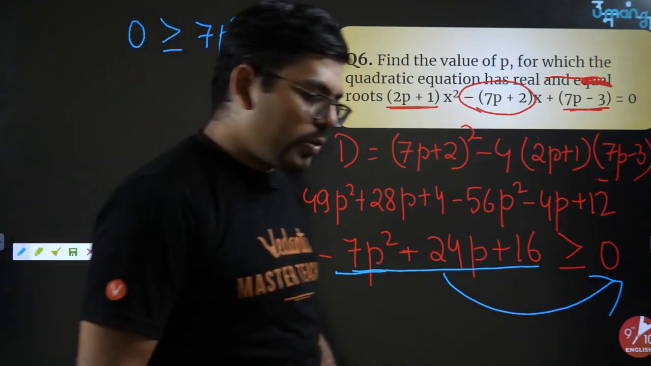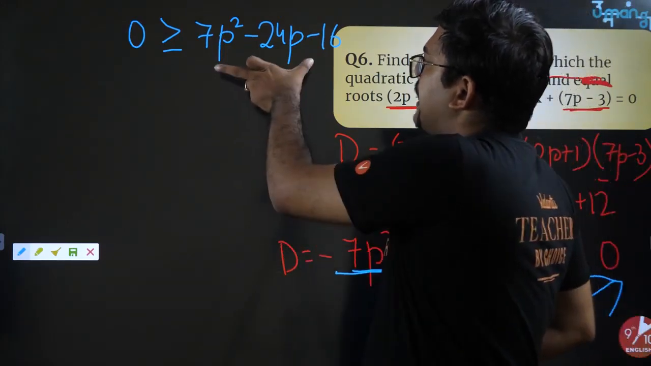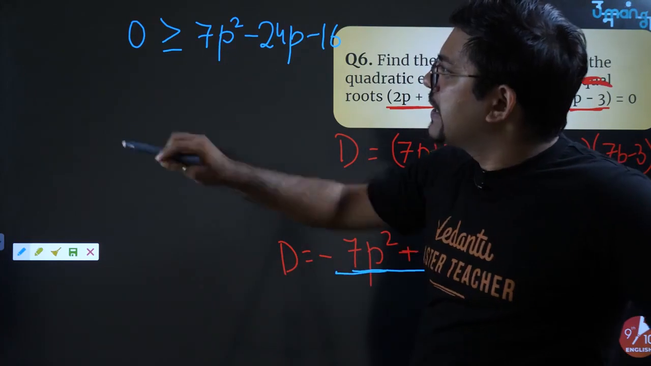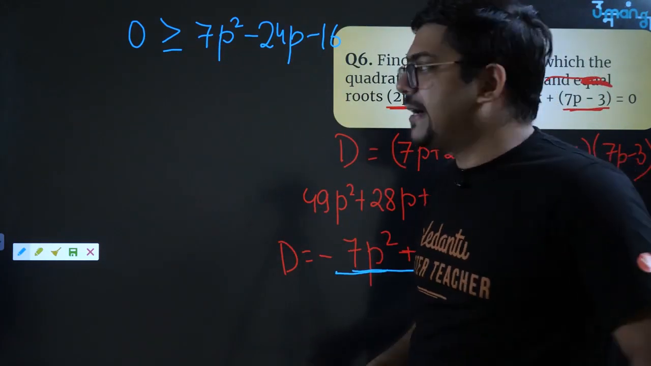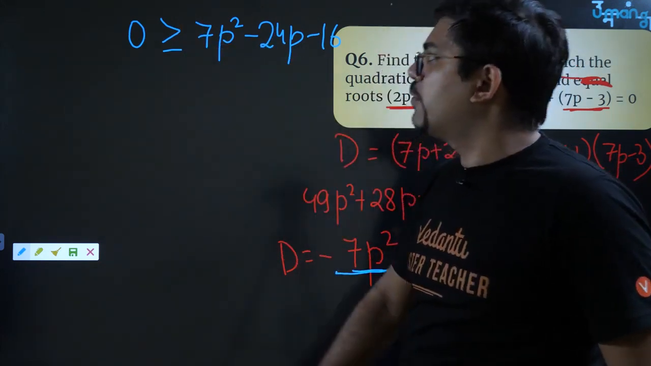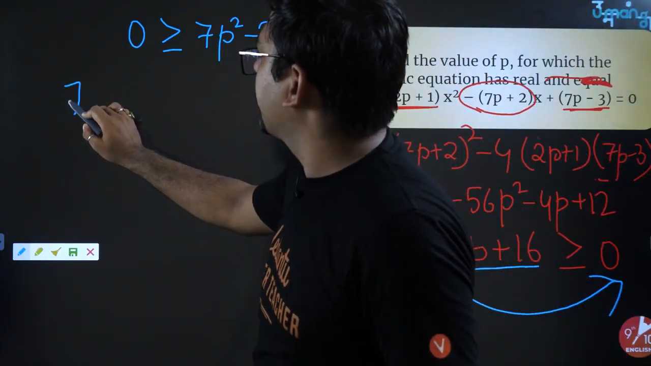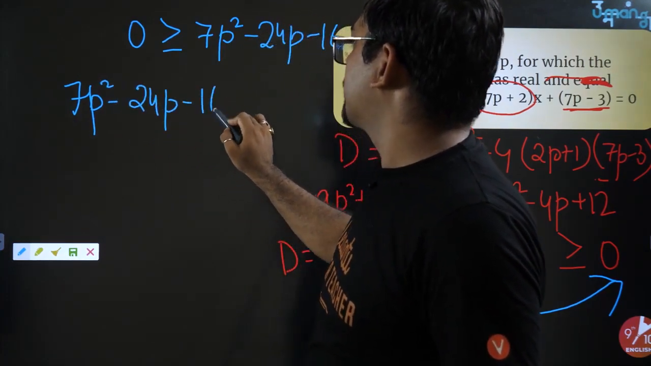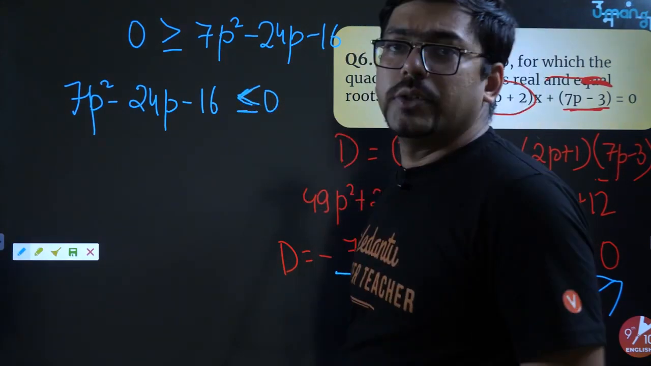Now 0 is greater than this. If you are able to read it out, are you able to understand? The other way of reading it is that this entire thing is less than 0. What is written here? 0 is greater than this entire thing. So vice versa, it can be said that this entire thing is less than 0. So I would prefer to write that this entire thing, which is 7p square minus 24p minus 16, is less than or equal to 0. Cool? Cool.